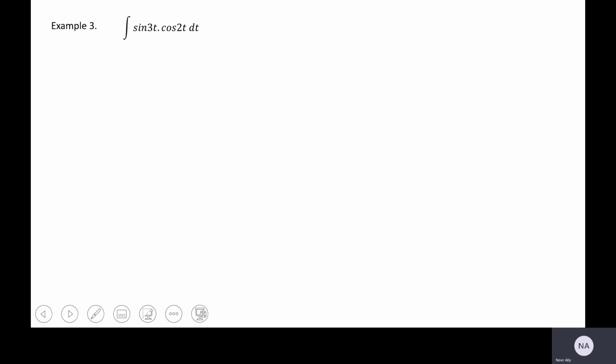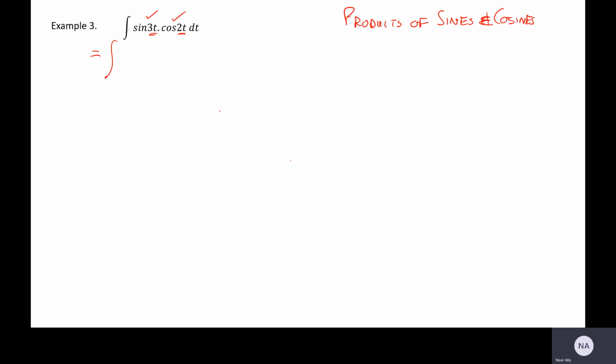Example 3, and the last example. Now this particular one is, once again, go to the notes. Products of sines and cosines. In order for you to solve these, they are possibly the easiest, provided you identify the correct identity to use. In this case, it's a sine and a cos. And that's my A and my B. And using the appropriate identity, look at those identities in the notes.